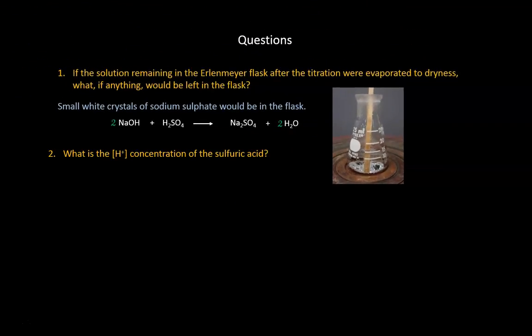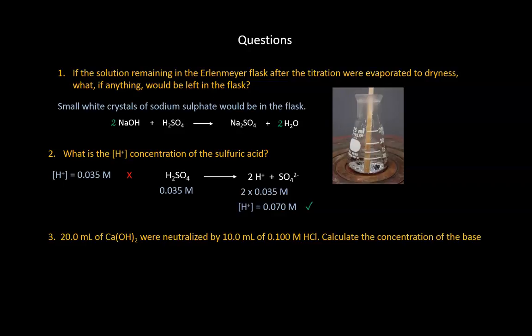What is the hydrogen ion concentration of the sulfuric acid? If you said 0.035 molar, unfortunately that would be incorrect. Remember that sulfuric acid ionizes like this. So 2 hydrogen ions form for every single sulfuric acid molecule. Since the concentration of sulfuric acid is 0.035 molar, we must double it to get the hydrogen ion concentration of 0.070 moles per liter, and that is the correct concentration for hydrogen ion.